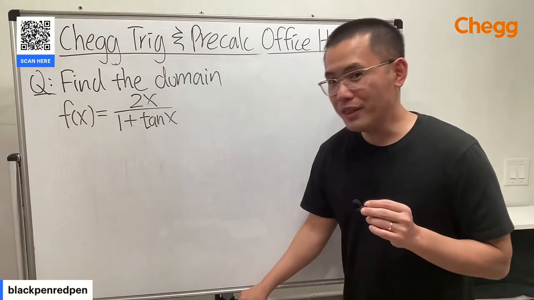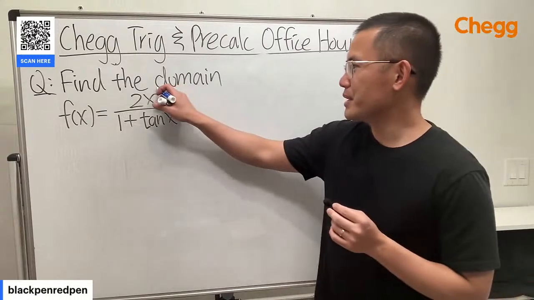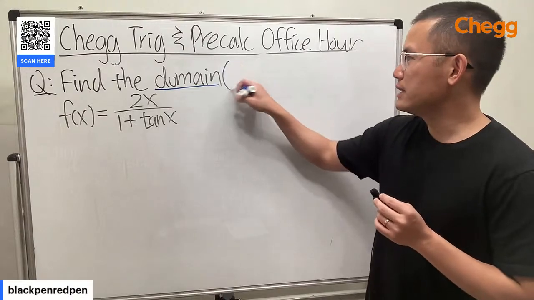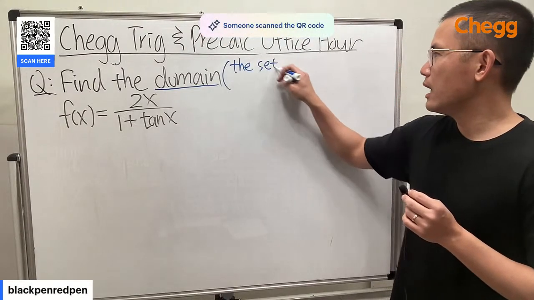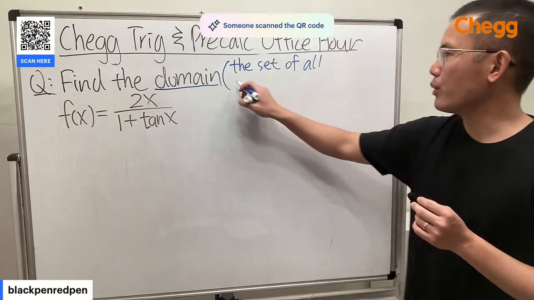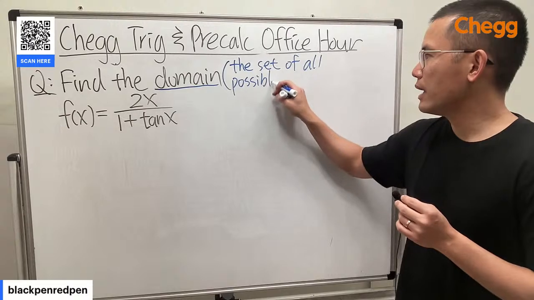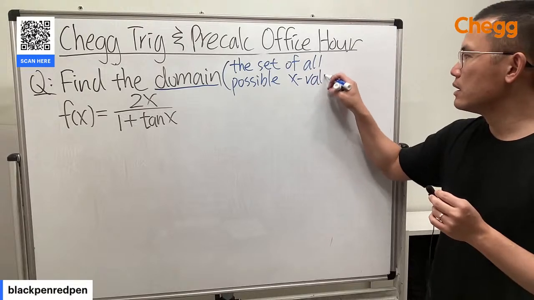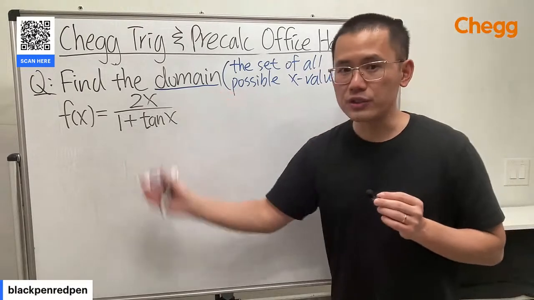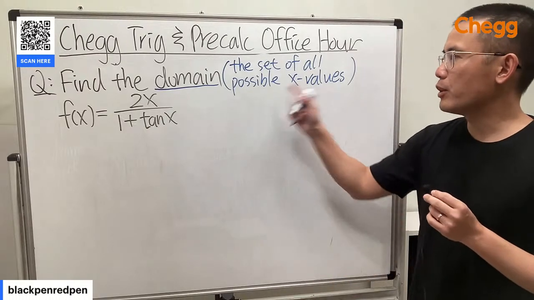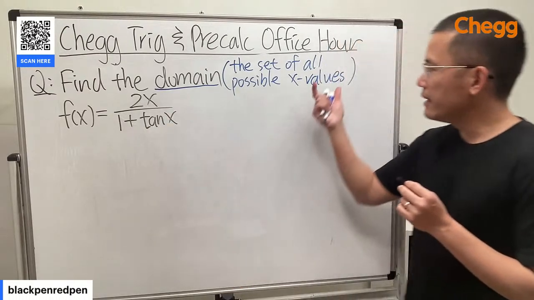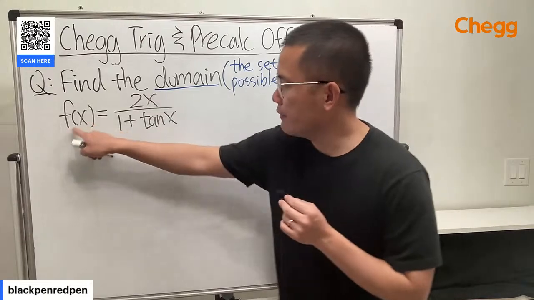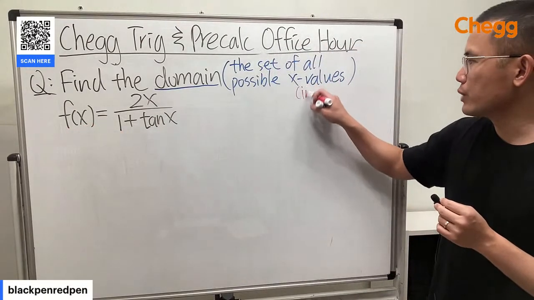Okay, find the domain. One of the hardest questions, right? Because you have to know what the domain is. I'm going to write this down right here for you guys. Domain is the set of all possible x values that we can use for the function. It's the set of all possible x values that we can use for the function. And the x values are the input of the function. You see, f of x, x is the input. So sometimes I will also write it as input.